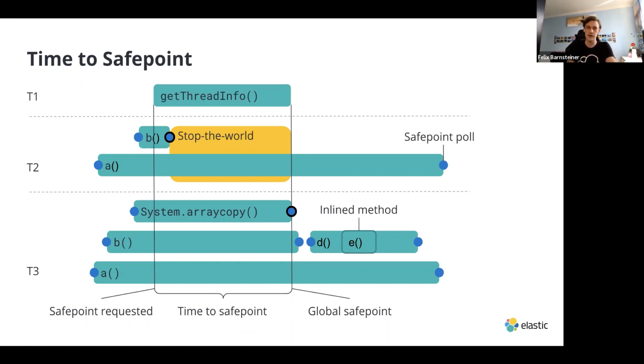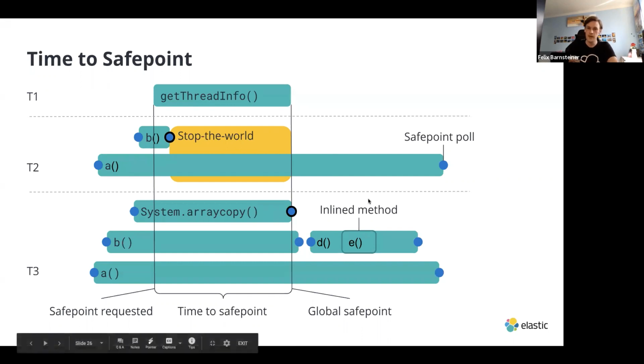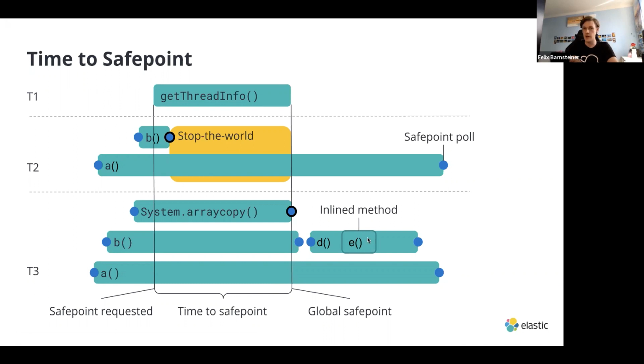So you can get a log with how long it takes for all of your threads to reach a safepoint and how frequently that operation happens. Then there can also be, as I told you, inline methods. So the just-in-time compiler has decided it's more efficient to inline the method E into method D, and then we also lose the safepoint poll in that process.